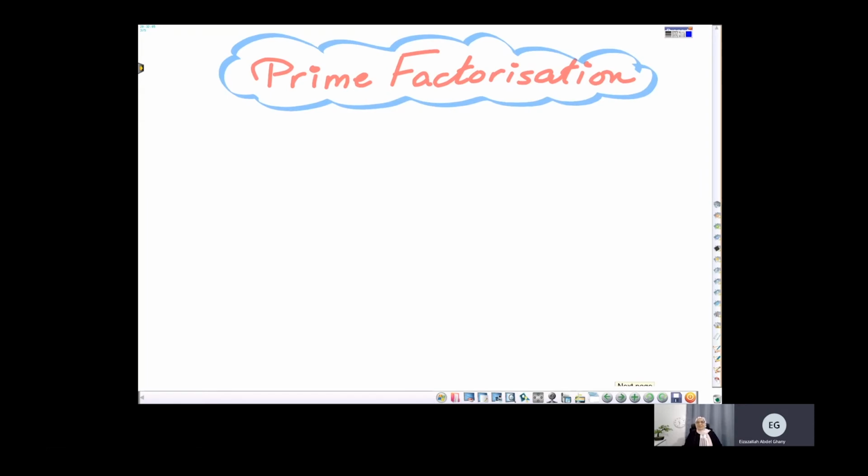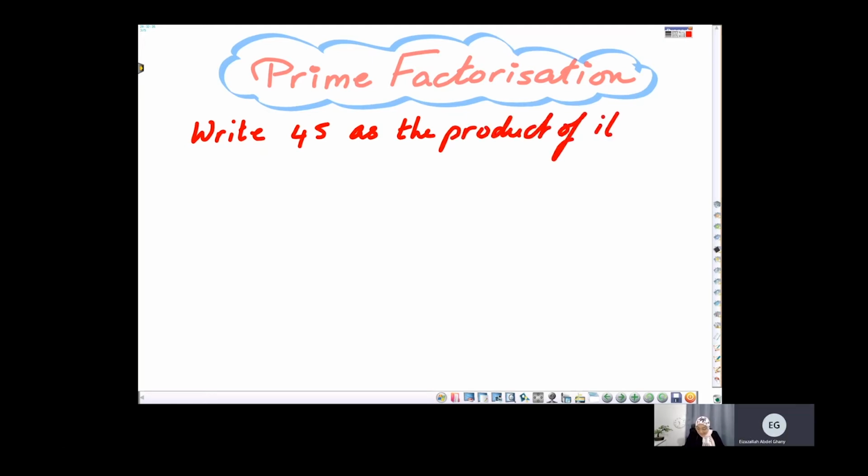What about prime factorization? It is a question we usually get in exams. It means he wants you to make prime factorization for a number, for example: write 45 as the product of its prime factors.